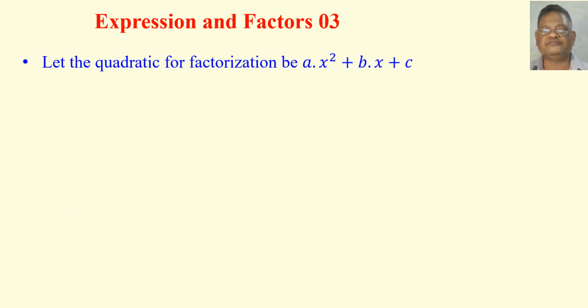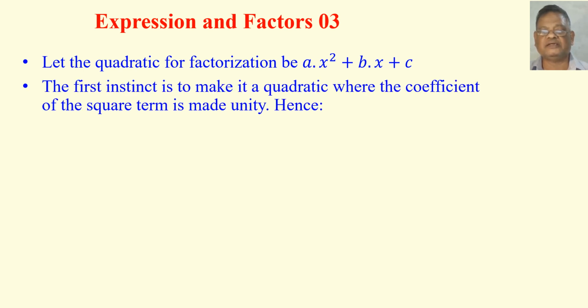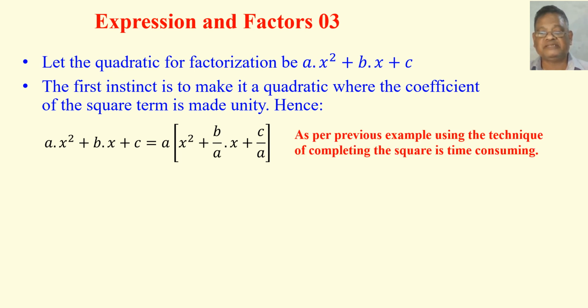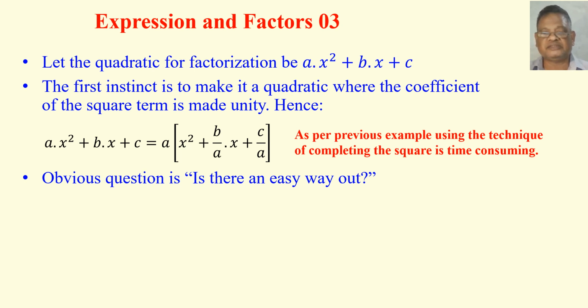Let the quadratic for factorization be ax squared plus bx plus c. The first instinct is to make it a quadratic where the coefficient of the square term is made unity. Hence, ax squared plus bx plus c is equal to a times x squared plus b over a x plus c over a. As per the previous example, using the technique of completing the square is time consuming. The obvious question is: is there an easy way out?